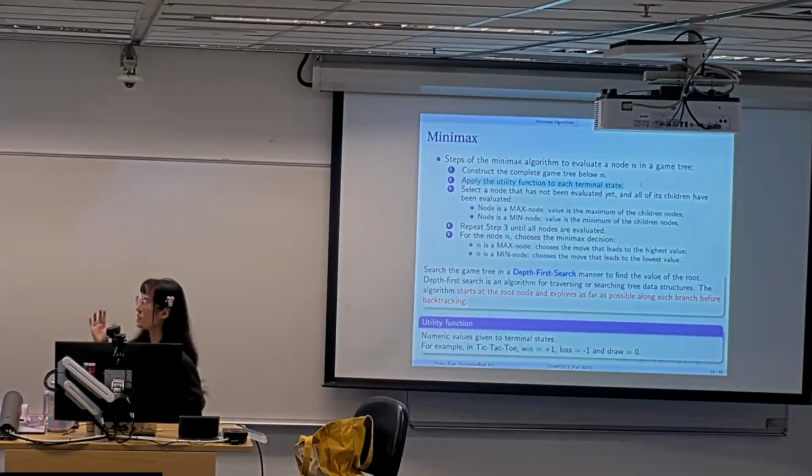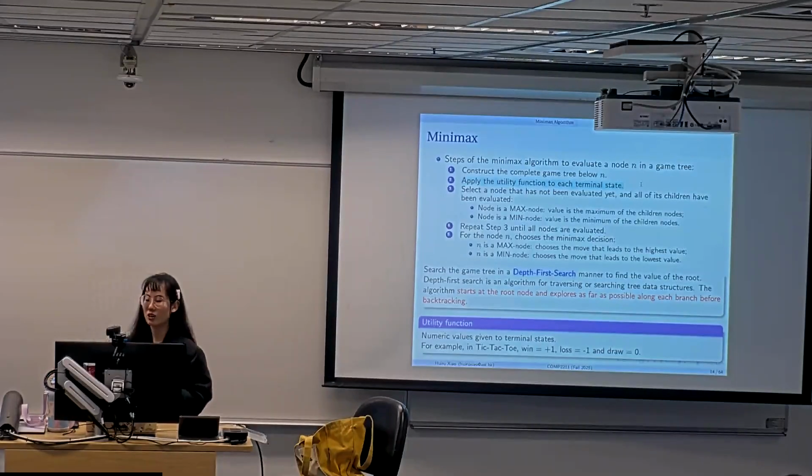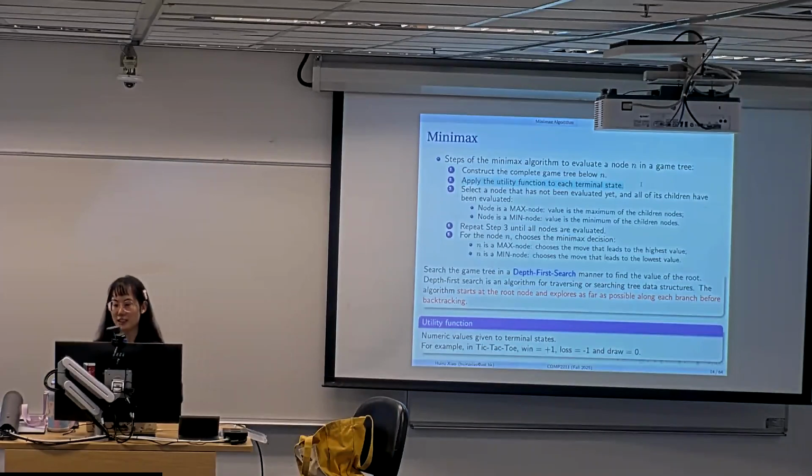All right, after step 2, you have a complete game tree, and all the leaf nodes are already equipped with some values. But we still don't know which move to take at the root node, right? That means even now, we already see all the future, all the possibilities, but we still don't know what is the best move for the current root node.